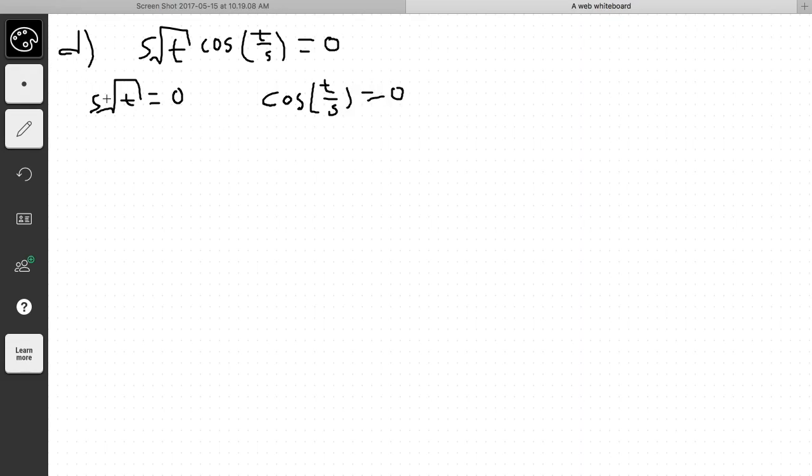So this one's pretty easy to evaluate. We divide both sides by 5 and square both sides, we get t equals 0. Pretty easy there. This one requires an additional step, a few additional steps actually.